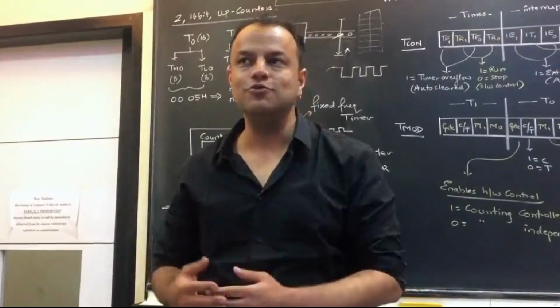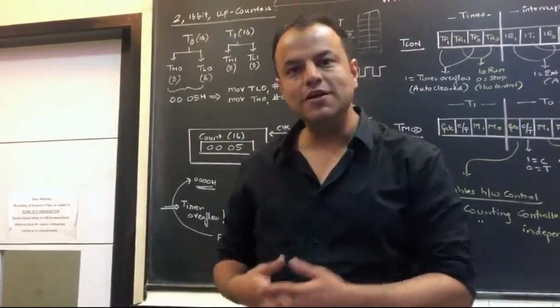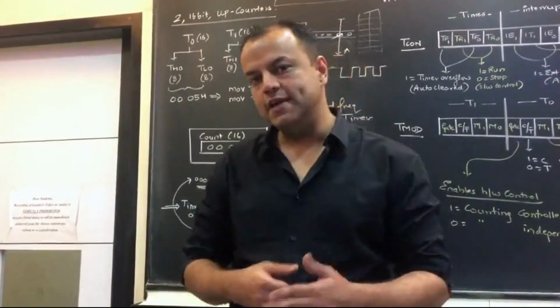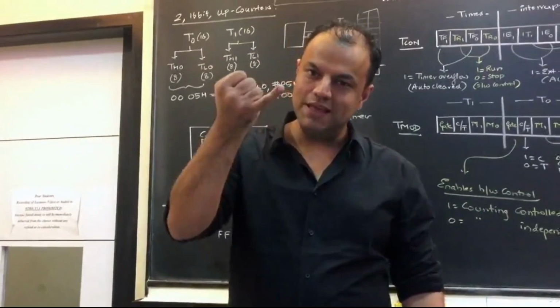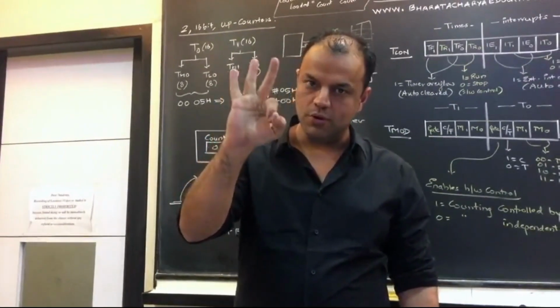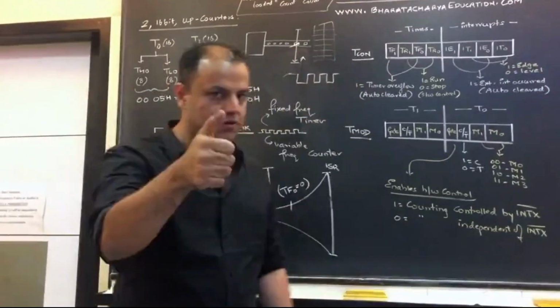That is FFFF minus 2. F is 15. 15 minus 2 is 13. 13 is D. So FFFD. So the first pulse will become FFFE, FFFF, overflow. Exactly after 3 pulses, it will overflow. Tell me, did you understand?